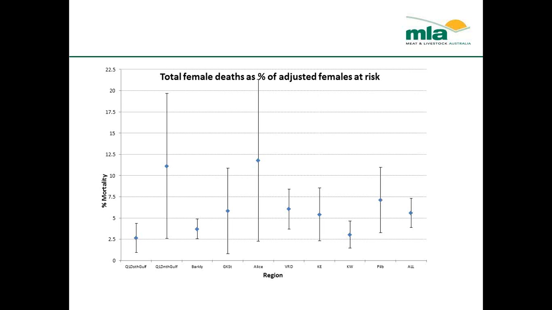The next slide is showing mortality rates for both females, total females and breeders. So the red bar on this slide is showing the total female death rate for each region, while the blue diamond is showing the breeder death rates for each region. If we look at, for example, the all figure on the right-hand side, you'll see that the female death rate was just over 5%, and the breeder mortality rate was up around that 8%. So if you're interested in a particular region, you can see quite clearly where you stand.